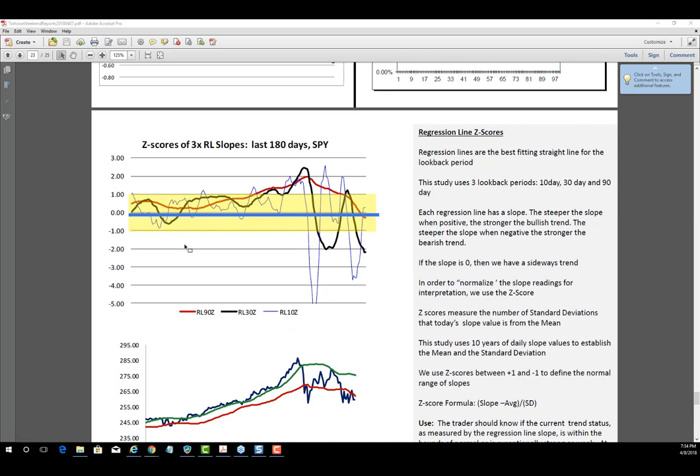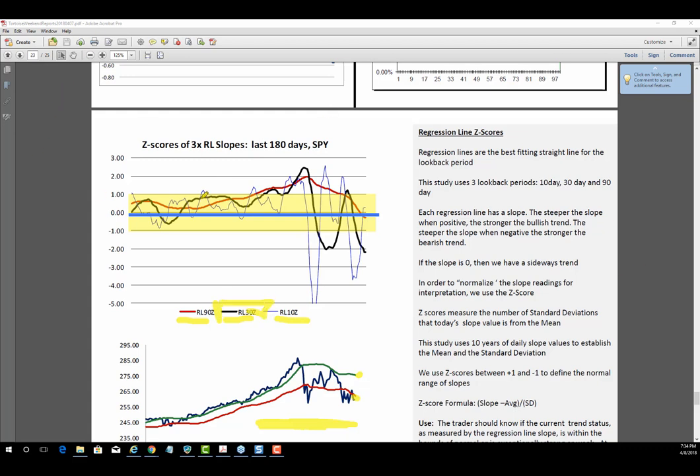So this is chart number 23. This is the z-scores of 3 regression lines. Now, it's looking at the RL90, the RL30, and the RL10. And these are all their z-scores. And then the chart that's below it, down in here, this is the actual price compared to the river. So the upper limit of the river is green and the bottom one is red. And so the black line here is the RL30.